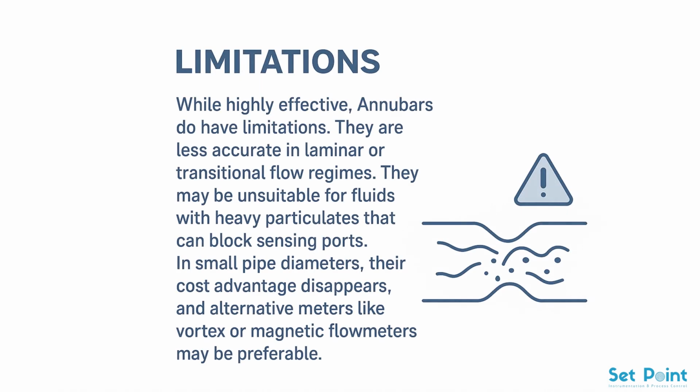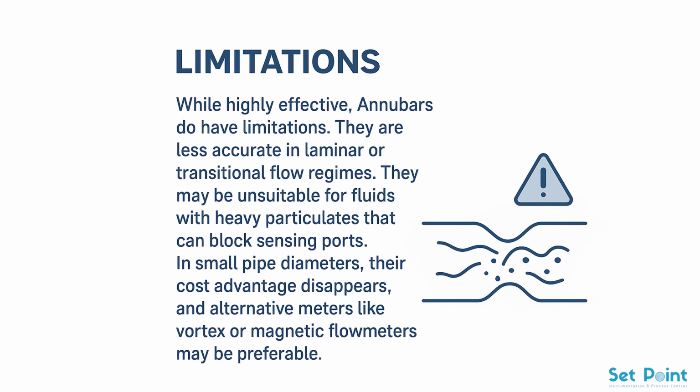Limitations. While highly effective, Annubars do have limitations. They are less accurate in laminar or transitional flow regimes. They may be unsuitable for fluids with heavy particulates that can block sensing ports. In small pipe diameters, their cost advantage disappears, and alternative meters like vortex or magnetic flow meters may be preferable.